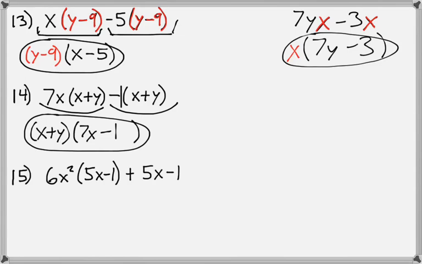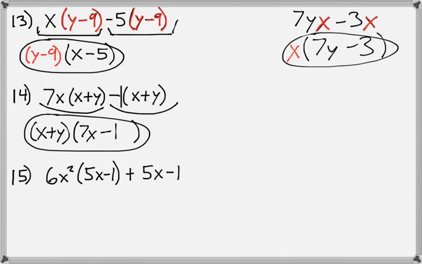Another way that people like to think about this is whatever you see in the parentheses, like the y minus 9 here and the x plus y here, you just write that once off to the side. And then whatever's not in parentheses, that combines to become your second one. So the 7x and the minus 1, the stuff that's not in parentheses, just combines to become your second one. So whatever's in parentheses, write that once. Whatever's not in parentheses, combine that to be your second one.